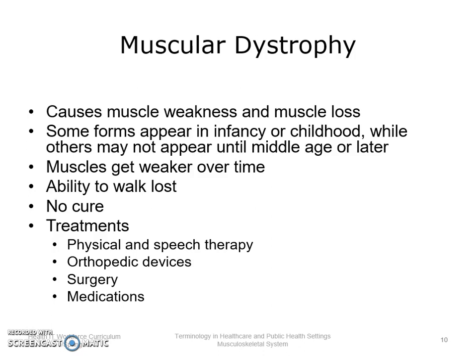There is no cure for muscular dystrophy. Treatments include physical and speech therapy, orthopedic devices, surgery, and medications. Some people with muscular dystrophy have mild cases that worsen slowly. Other cases are disabling and severe.